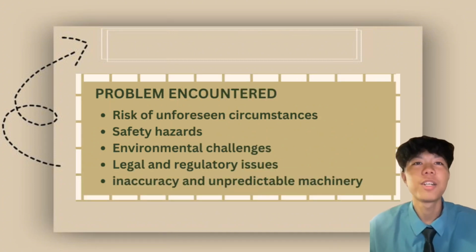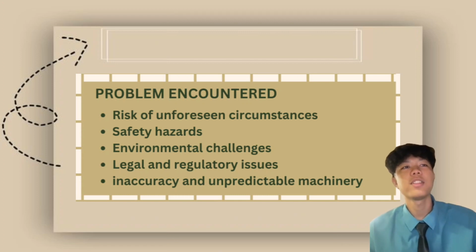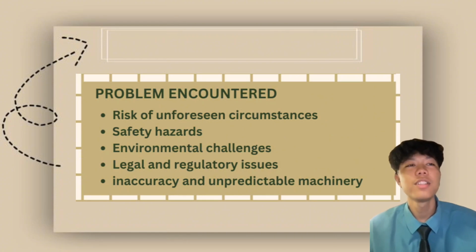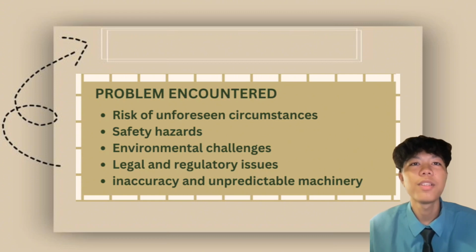Next, the problems encountered. Mechanical demolition, which involves using heavy machinery like excavators, wrecking balls and hydraulic crushers, is a highly efficient method for dismantling large structures. However, this approach is not without its challenges and problems. One of the primary issues encountered during mechanical demolition is the risk of unforeseen circumstances. Hidden structural problems, such as previously undetected hazardous materials like asbestos, can be revealed once demolition begins.